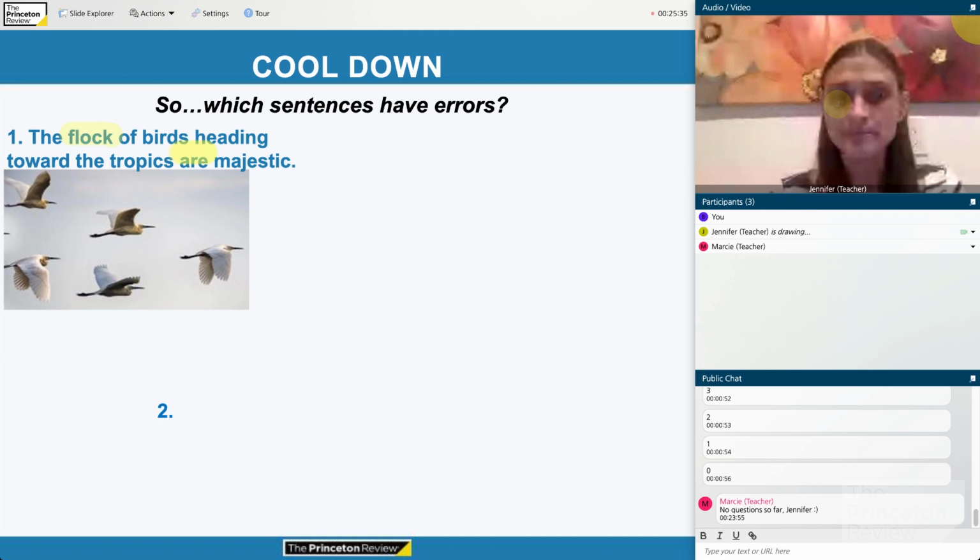So the swarm of bees is protecting its hive. We have here another collective noun, swarm of bees. Swarm is singular, and it agrees with the singular verb is, and then its hive is singular. It sounds kind of funny, because you're thinking of all of these bees, but since the noun swarm is singular, this is correct. That's nice.